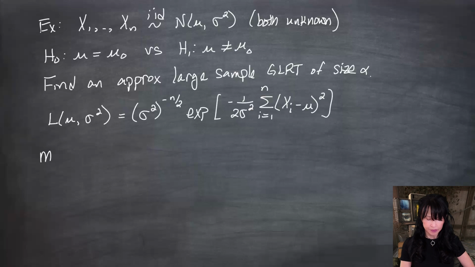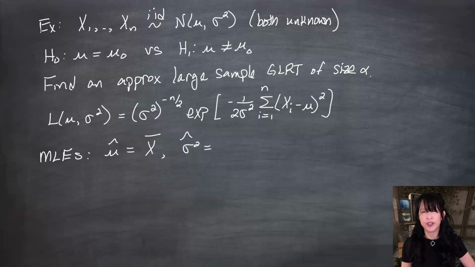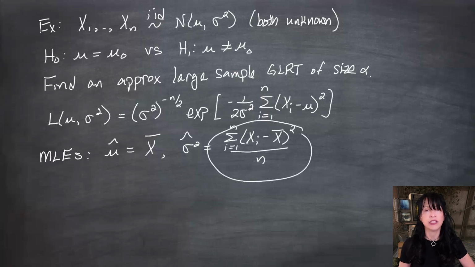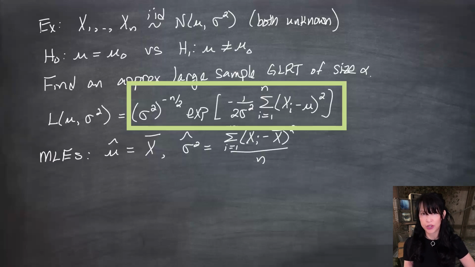And the MLEs, by MLEs, I mean unrestricted MLEs. Mu hat is x bar, and sigma squared hat is not the sample variance. Some people will say that because we defined sample variance so that it was unbiased. But the MLE is actually the biased version of the sample variance. And as I've said many times in this course, some people will also call this capital S squared, but we've been using capital S squared for a similar expression when we have n minus 1 in the denominator.